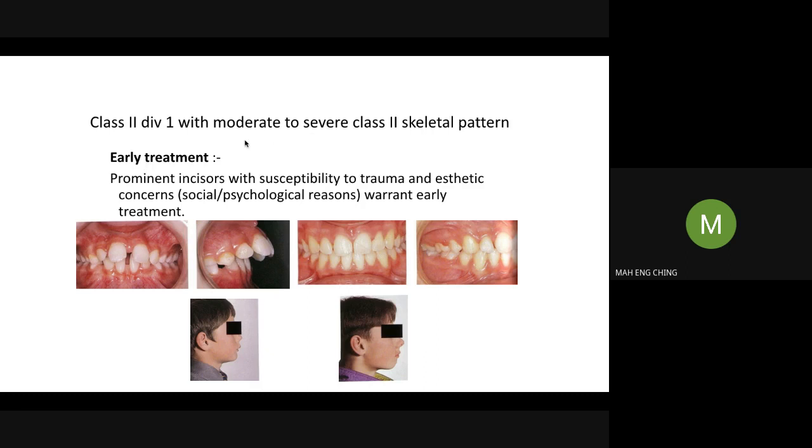So early treatment, sometimes severe case, when the patient is still growing, you can do some early treatment. It's a prominent incisor with susceptibility to trauma and aesthetic concern, cause a lot of social or psychological impact, then they warrant the early treatment. So sometimes we look at the kids, they are very shy, not confident due to the upper teeth sticking out. Then maybe we can try to do something early to help them to boost up the confidence. Not only that, if you bring the upper incisor backward, you also reduce the risk of trauma of the upper incisor. So this kind of patient, maybe you can try to start early.